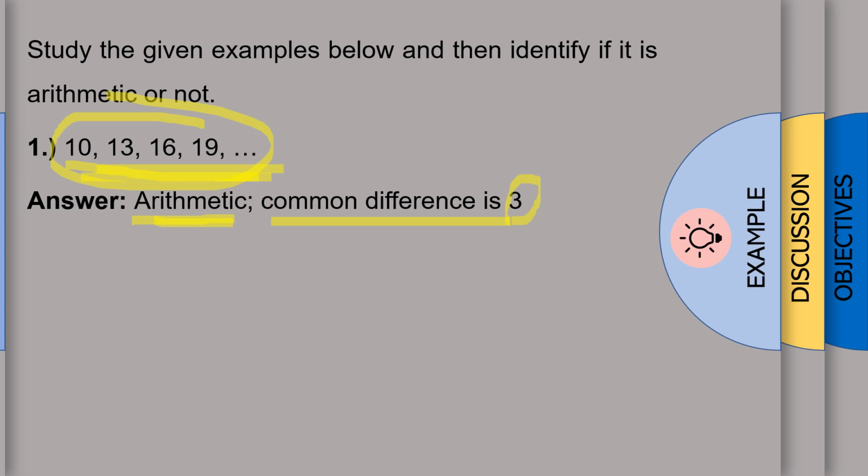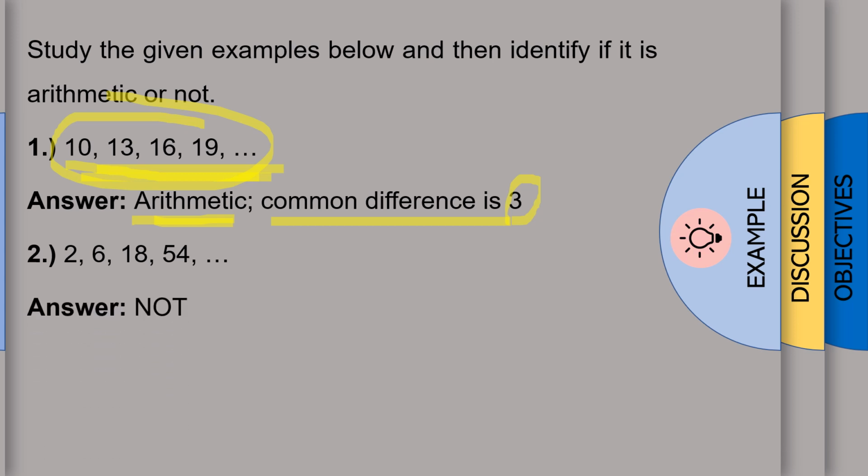And then, continue mo lang hanggang makuha mo yung mga specific na number of terms na gusto mo makita sa isang sequence. But, for the meantime, na-identify natin na itong given sequence na to is an arithmetic sequence with a common difference of 3. Next sequence, 2, 6, 18, 54, so on and so forth. What do you think this sequence? Is it arithmetic or not?